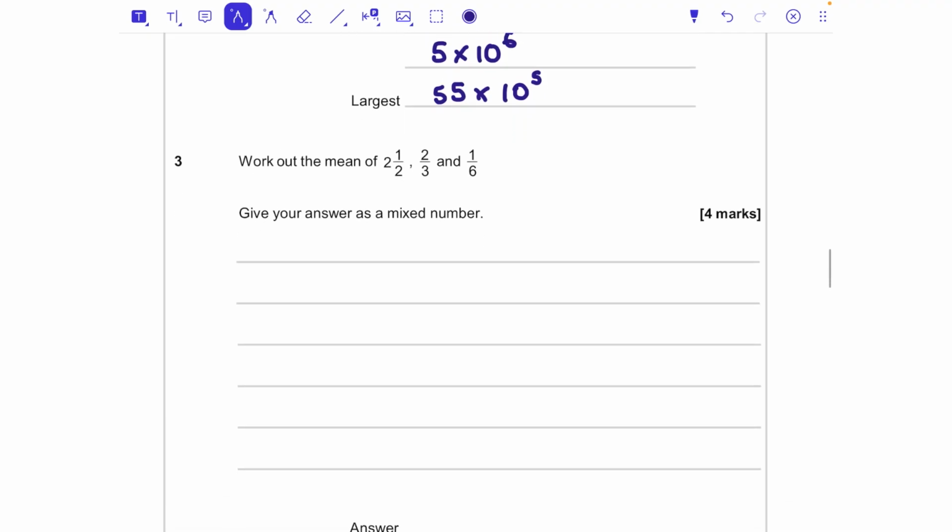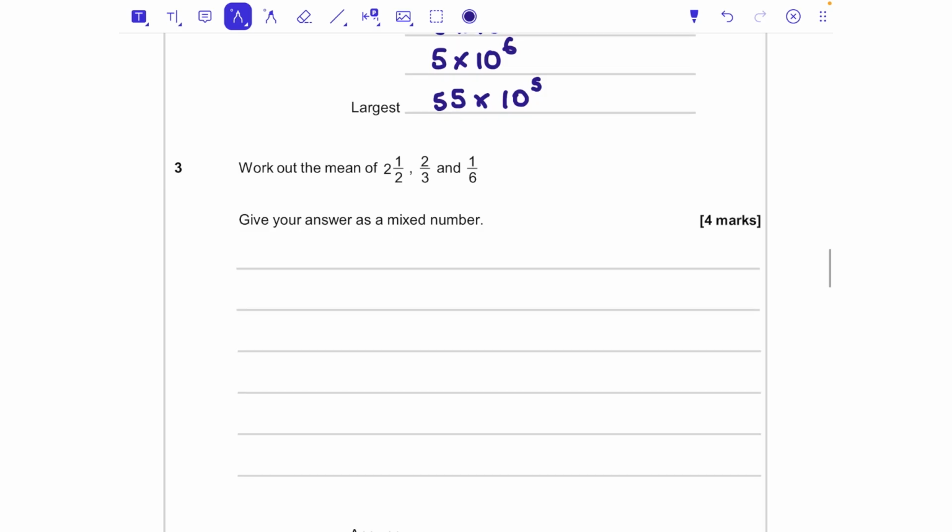So the mean is when we add the numbers together and divide by how many there are. So we're going to add these together and then divide by 3, because there are 3 numbers in total. So I need to do 2.5, add 2/3, add 1/6. Now adding fractions, we need the denominators to be the same, but I'm going to first start by making this first fraction top heavy. So 2.5 is the same as 5 over 2.